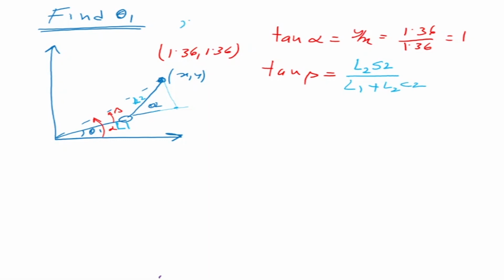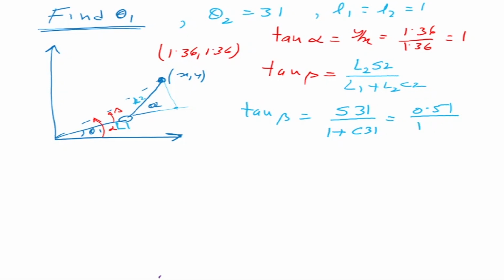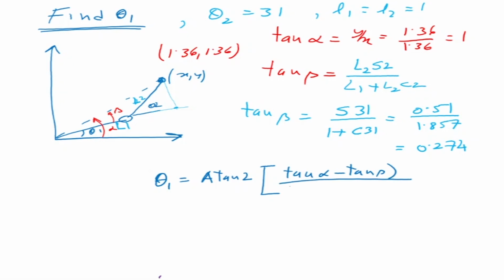And we just found that theta 2 was equal to 31 degrees. We are given that L1 is equal to L2 is equal to 1 unit. So tan beta is simply sin 31 divided by 1 plus cos 31, which is 0.51 divided by 1.857, which comes out to be 0.274. That's just a question of putting in the values. Then we know that theta 1 is equal to atan2 of tan alpha minus tan beta, divided by 1 plus tan alpha tan beta.